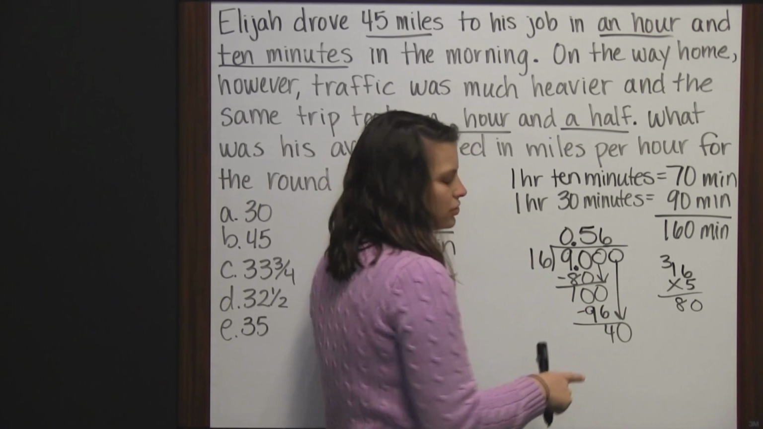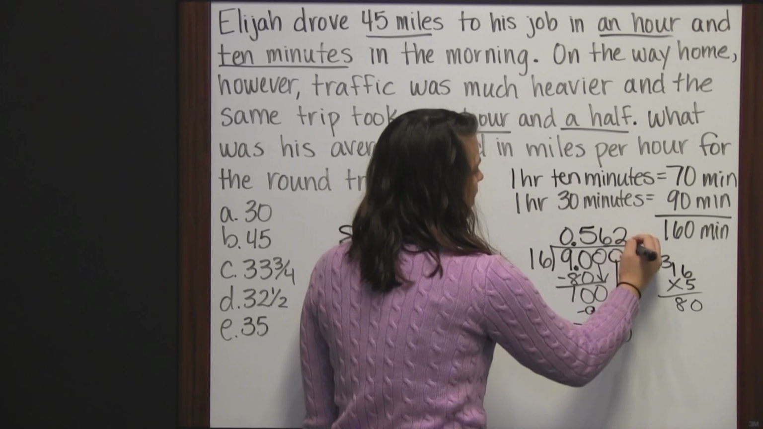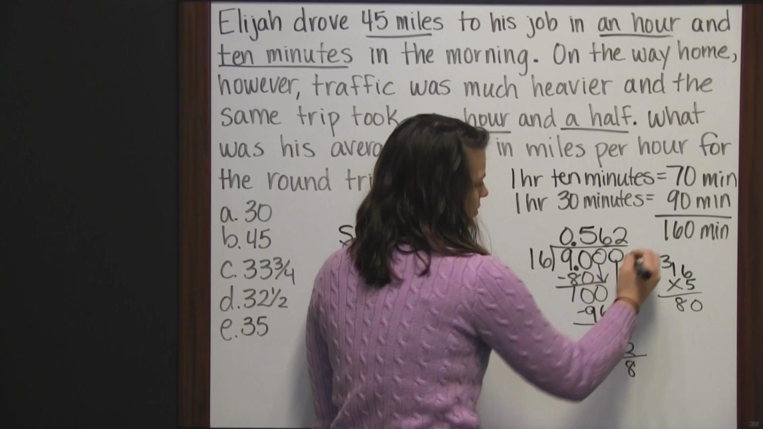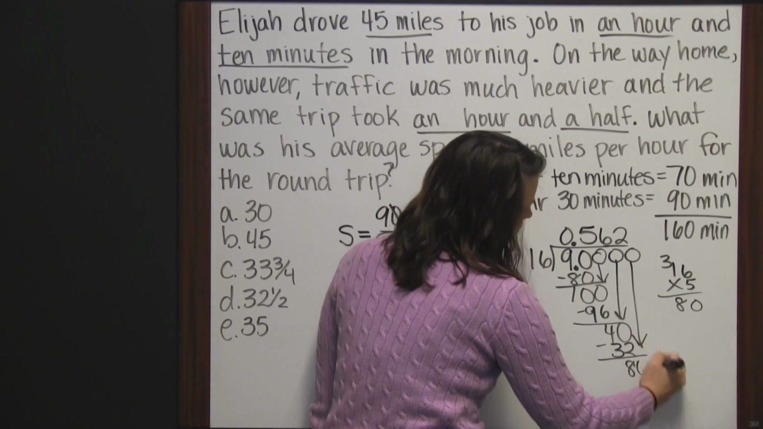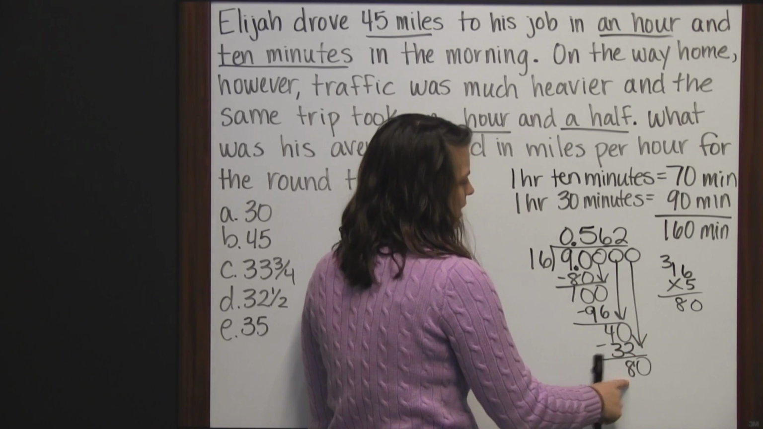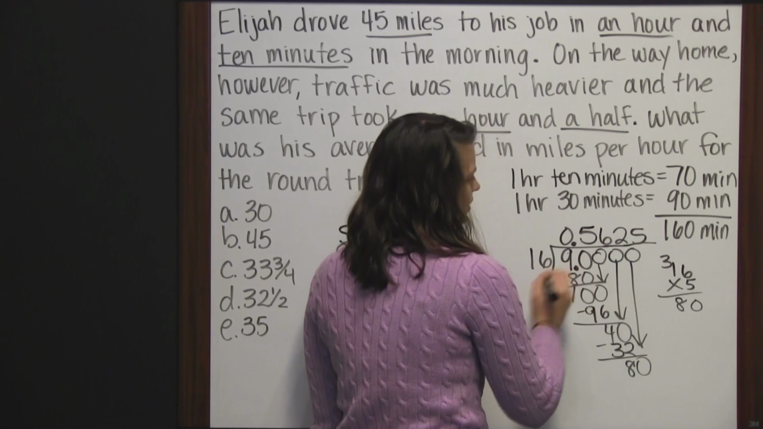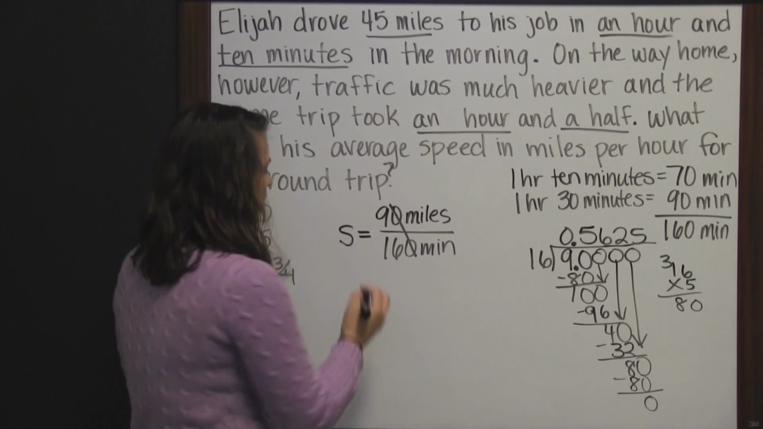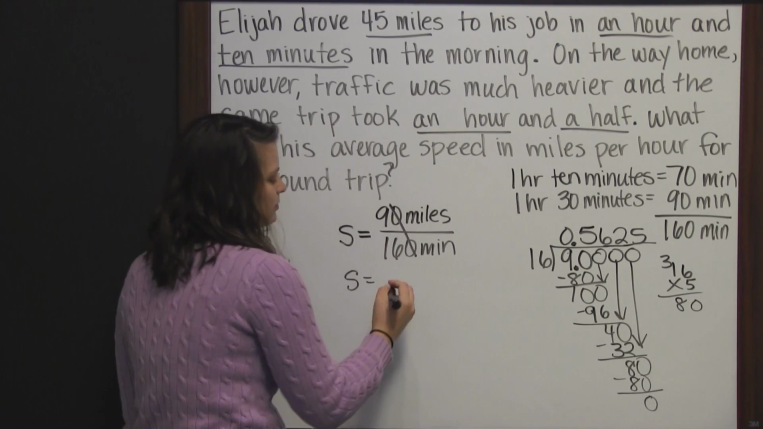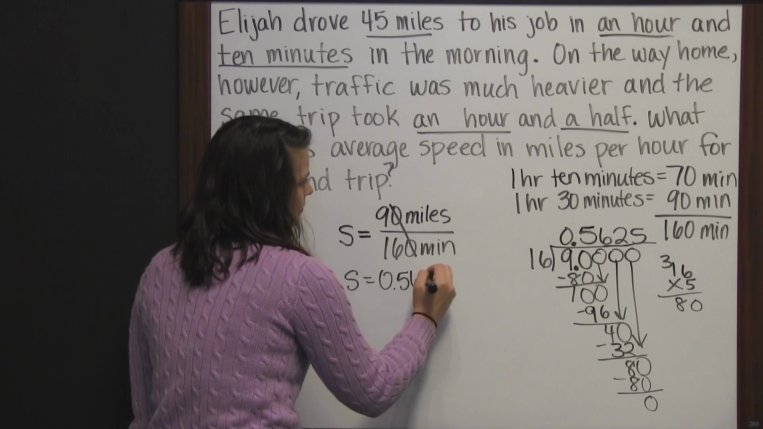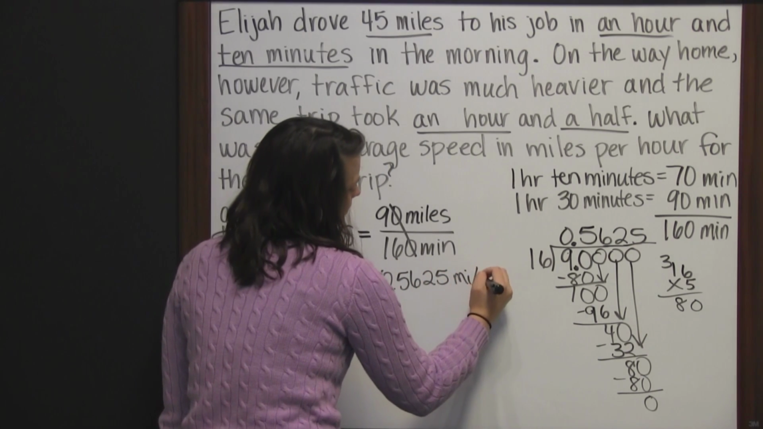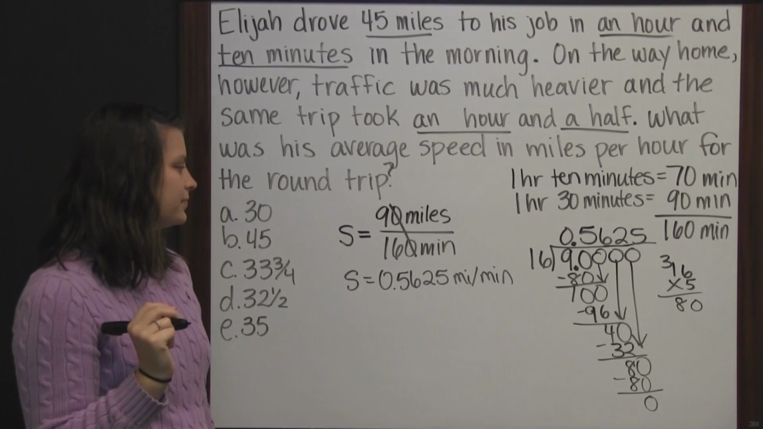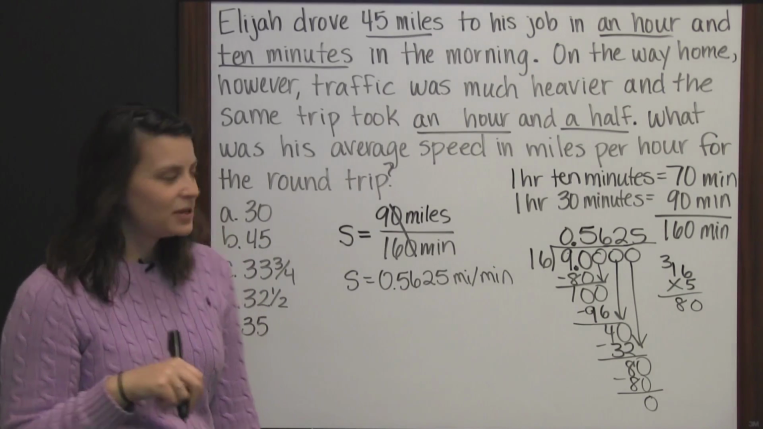16 goes into 40 2 times. 16 times 2 is 32. So we subtract and we get 8. Add another 0, bring it down. And 16 goes into 80 5 times. 16 times 5 is 80. We subtract and get 0. So that means that his speed in miles per minute would be 0.5625. But they didn't ask us for his speed in miles per minute.